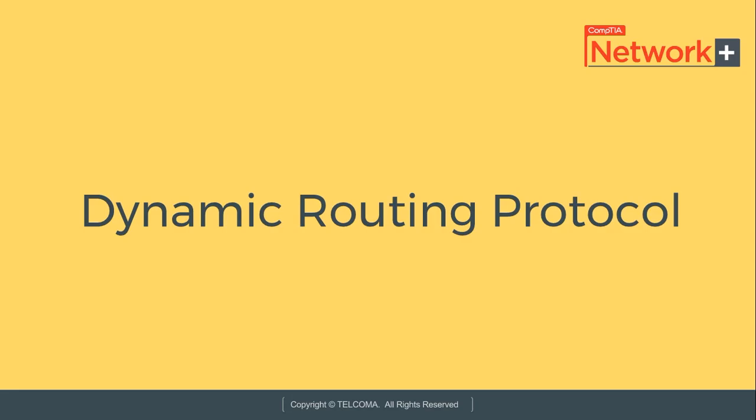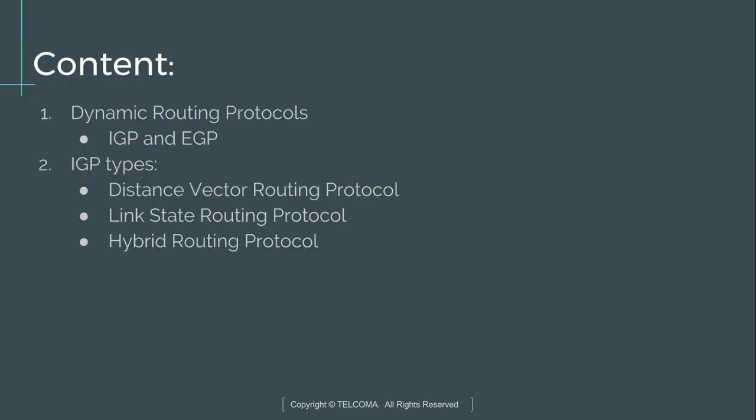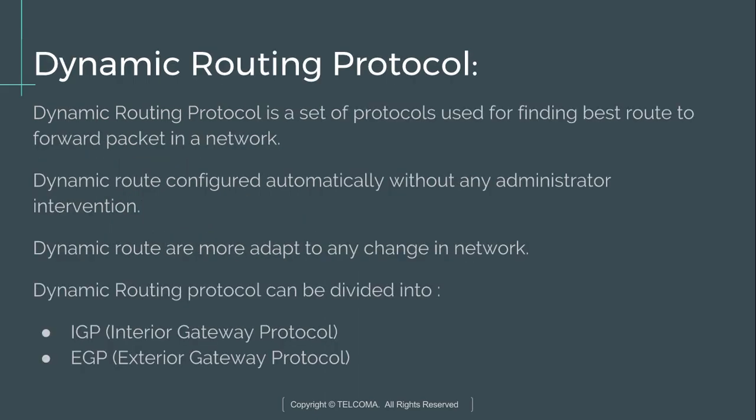Hello, today we are going to discuss dynamic routing protocol. In this we will learn about the two types of dynamic routing protocols, IGP and EGP. Then the various types of IGP protocols: distance vector routing protocol, link state routing protocol and the hybrid routing protocol. So let's first discuss what a dynamic routing protocol is.